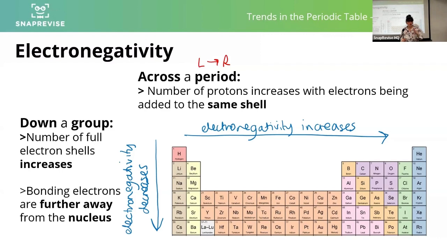So if you weren't adding protons, you were just adding shells, you'd probably see a greater decrease in electronegativity as you went down a group. But because we have got additional protons as well, that decrease is lessened because the protons are trying to increase electronegativity a bit. You'd never be examined on that, but I do think it's important to recognize.